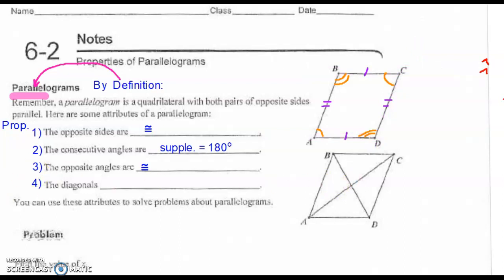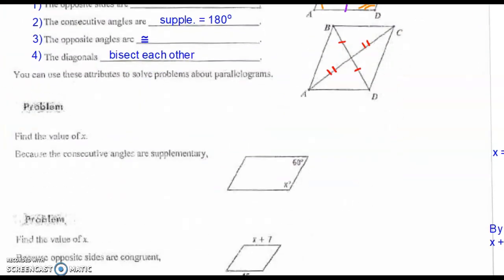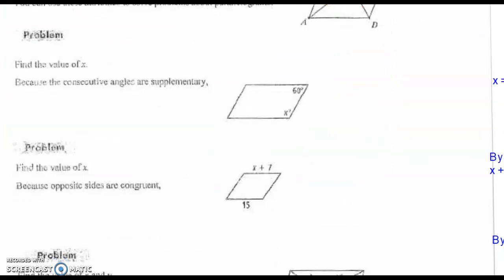And now finally, property 4. What do the diagonals do? They bisect each other. They cut each other in half. So this is the definition up here. And then these are your four properties we'll be using today. I'll do some examples with you.